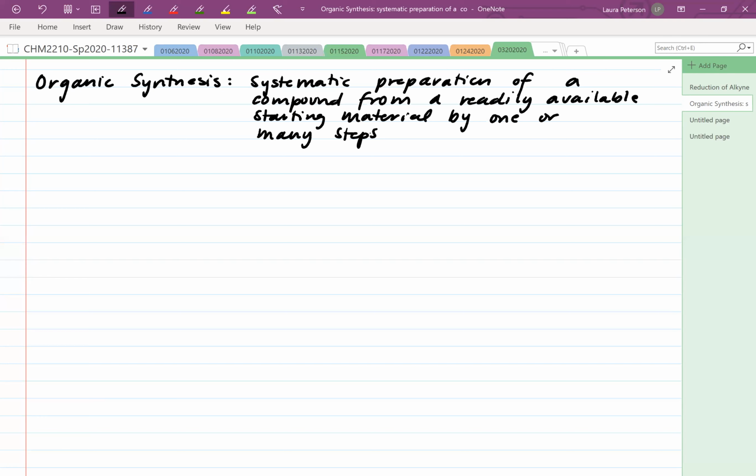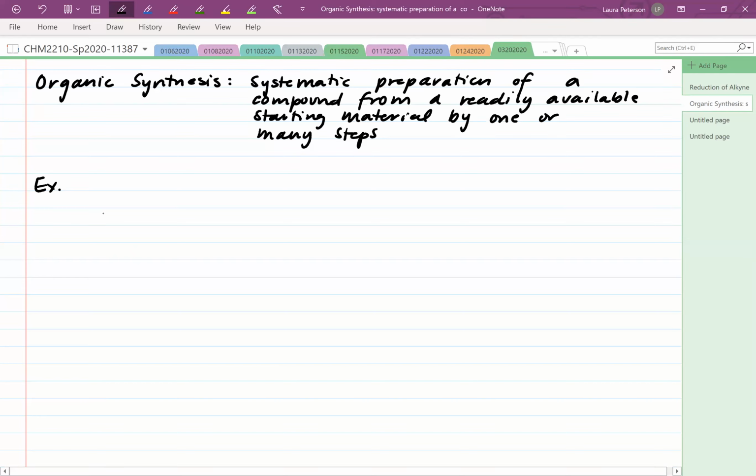Some syntheses may take 2 steps, some might take 20, and it really just depends on the molecule that we're making. And then back to the systematic preparation: the order in which those steps are carried out is important. The sequence of steps in our synthesis is important. Okay, so let's look at an example just to start talking about this.